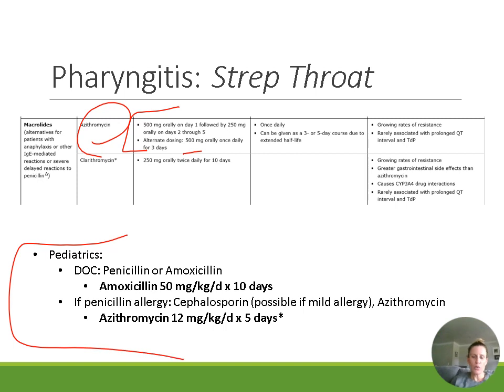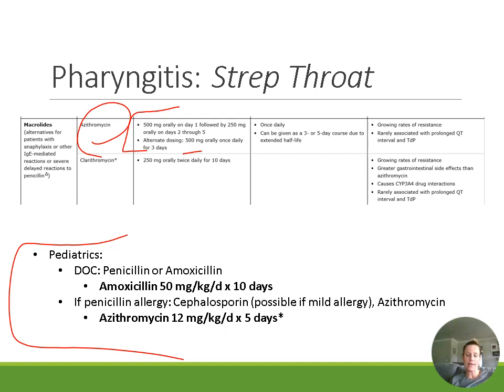Here you can see how we would treat strep throat in pediatric patients. It's still kind of the same thing. Drug of choice is penicillin or amoxicillin. Amoxicillin is better tasting, so we generally go with the amoxicillin. When dosing it in kids, we dose based on their weight, so 50 milligrams per kilogram per day. And again, we give that for 10 days. With a penicillin allergy, again, the same thing: possible cephalosporin if it's a really mild allergy. If not, we give azithromycin.